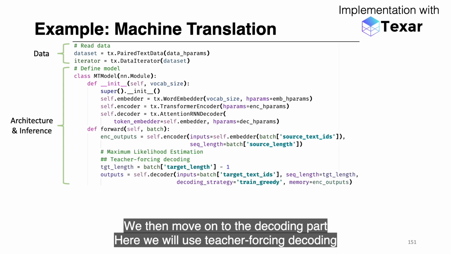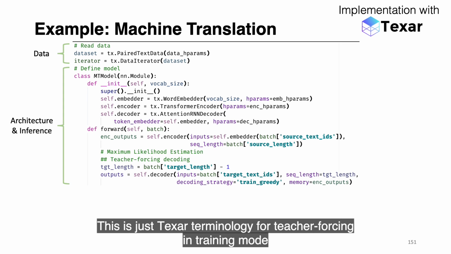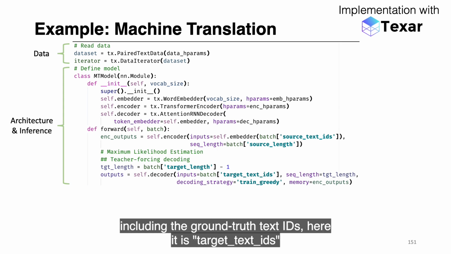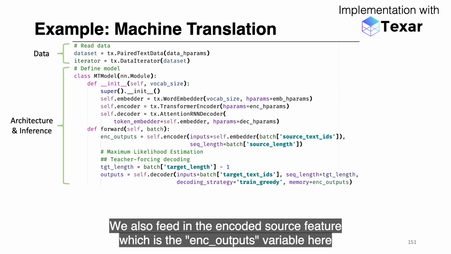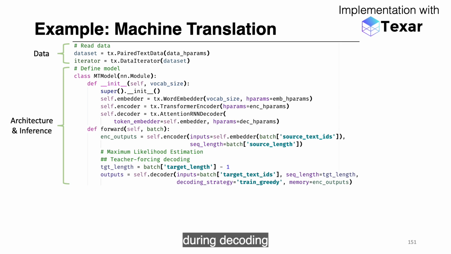Here, we will use teacher forcing decoding in order to do maximum likelihood estimation for the model. To do this, we set the decoding strategy to train greedy. This is just Texar terminology for teacher forcing in training mode. And then we feed in all the other factors that are needed for this decoding strategy, including the ground truth text IDs. Here it is target text IDs, and also the lengths. We also feed in the encoded source feature, which is the enc output variable here, and feed it to the decoder as a memory so that the decoder can attend to the memory during decoding.